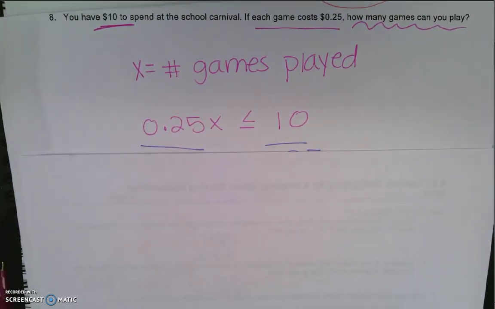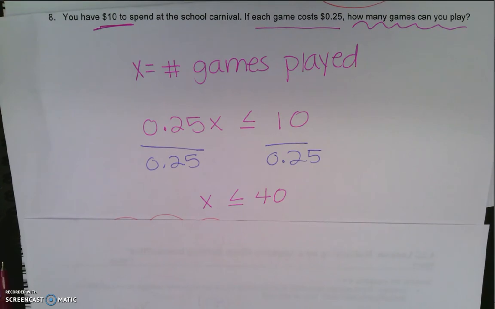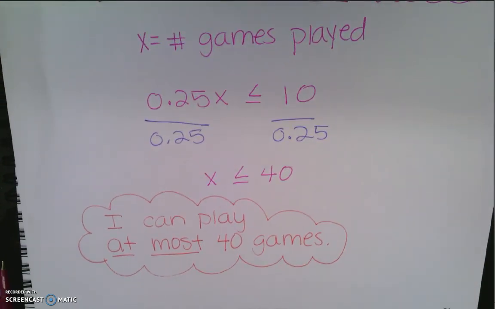To isolate my variable, I divided both sides by 0.25, and I got x to be less than or equal to 40. That means I could play 20 games, 35 games, 39 games, 40 games, so I can play at most 40 games, or a maximum of 40 games, or 40 games or less. There's a lot of ways you can say that. Excellent job. You are done with this lesson.